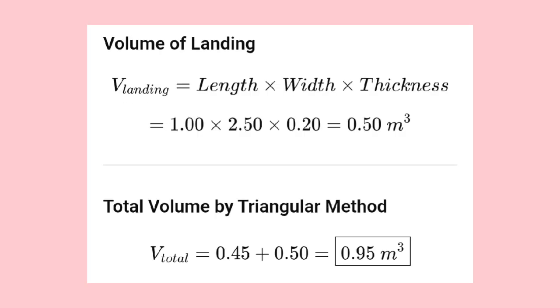Volume of landing. Length multiplied by width multiplied by thickness. 1 multiplied by 2.5 multiplied by 0.2. Volume of landing is 0.5 cubic meters. Total volume by triangular method. 0.45 plus 0.5. Total volume is 0.95 cubic meters.